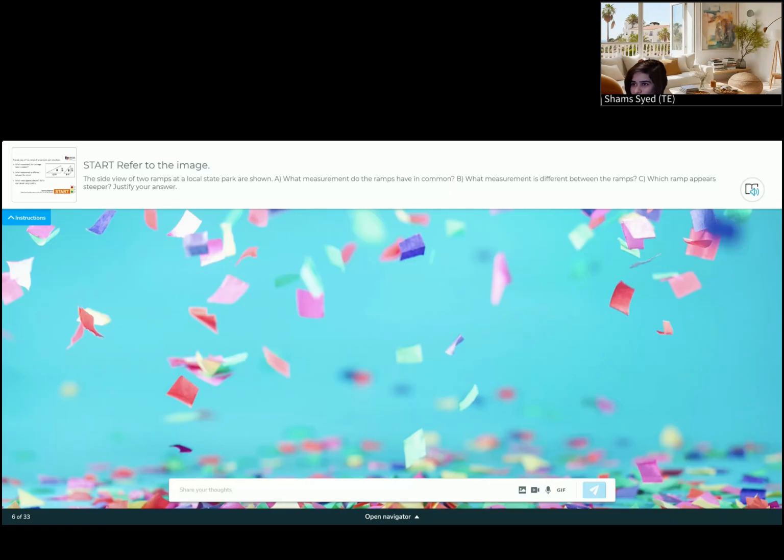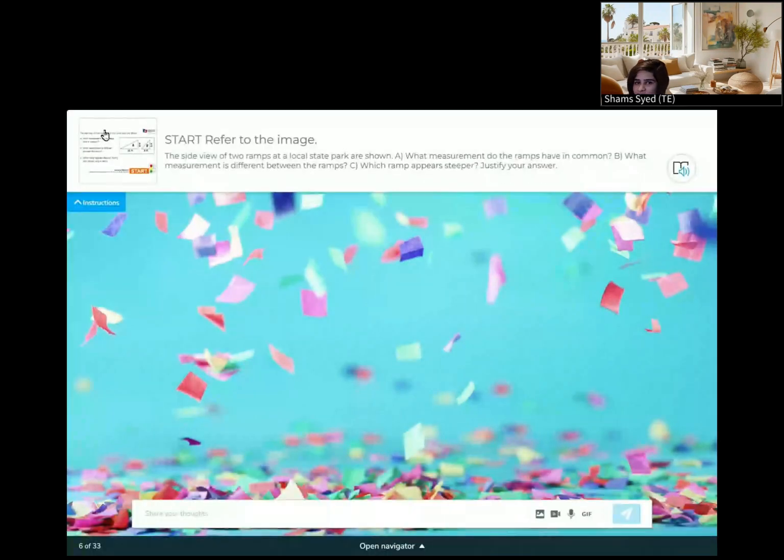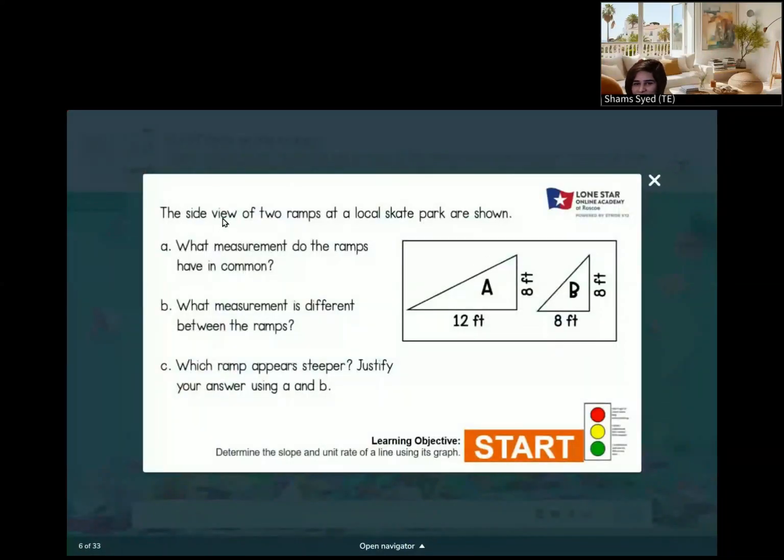And now I open up the pinned image. Notice the pinned image is at the top left side. Click it. The side view of 2 ramps at a local skate park are shown. Here is ramp A. Here is ramp B, the 2 triangles.